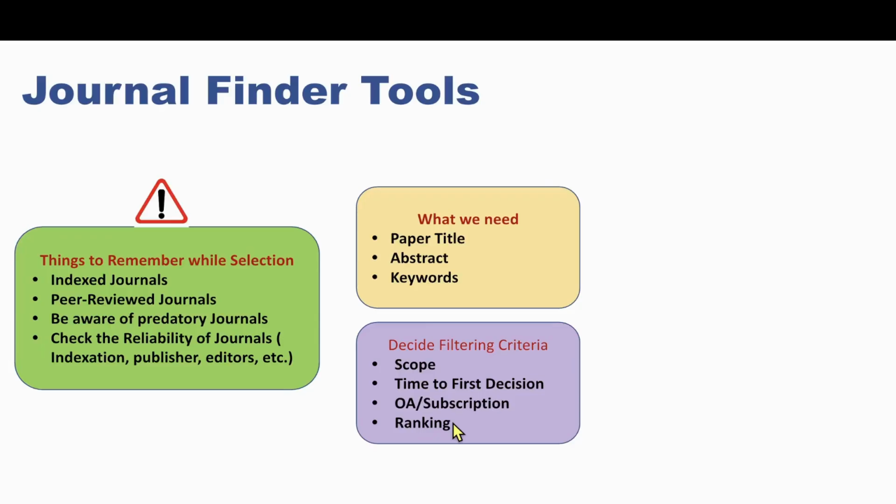We can also check the ranking, like whether the journal is Scopus indexed, whether it is Web of Science or ABDC indexed, and what the ranking in ABDC is if it is ABDC indexed. So all these things we can check.